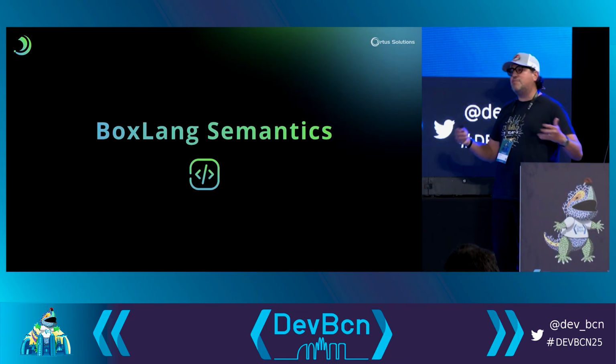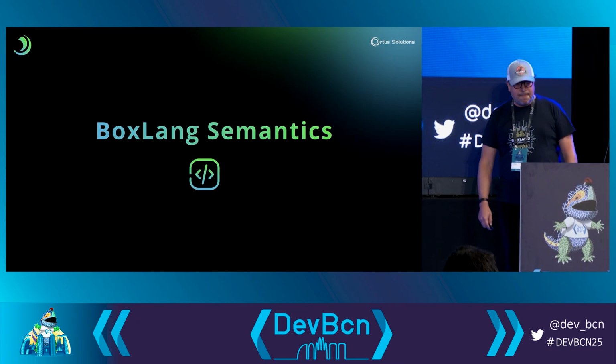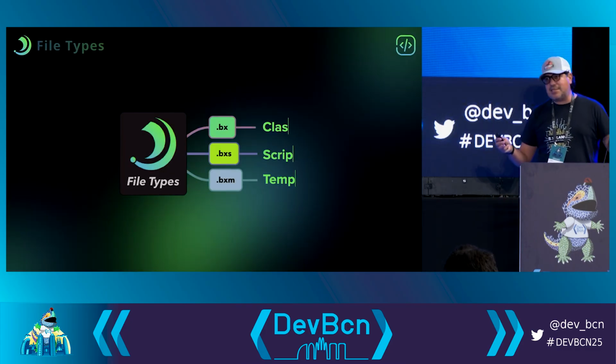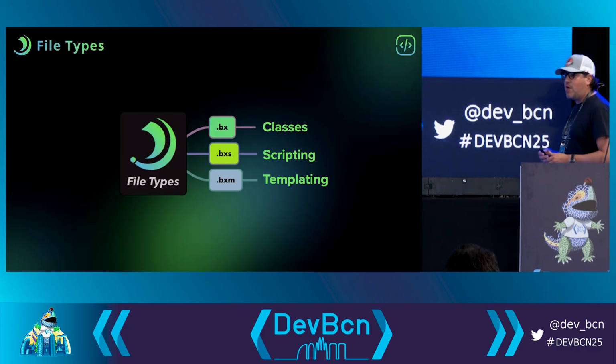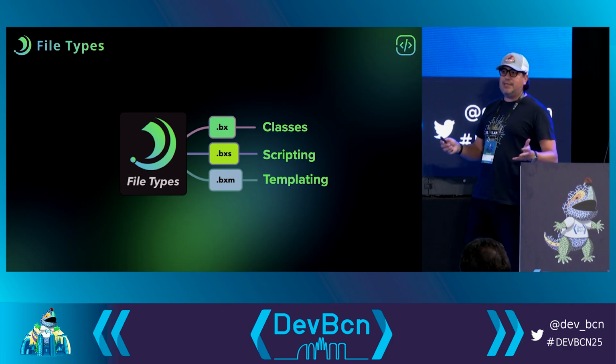All right, time to show you some code and a little bit of differences. So semantics. You have three avenues to work with BoxLang: classes, scripting, and templating.